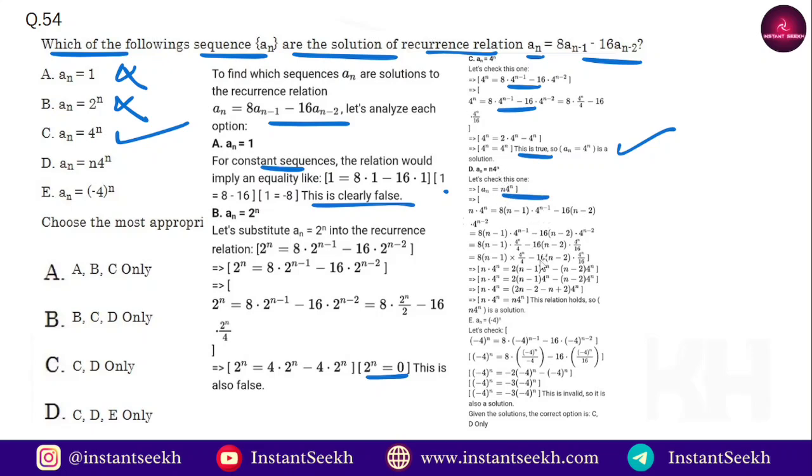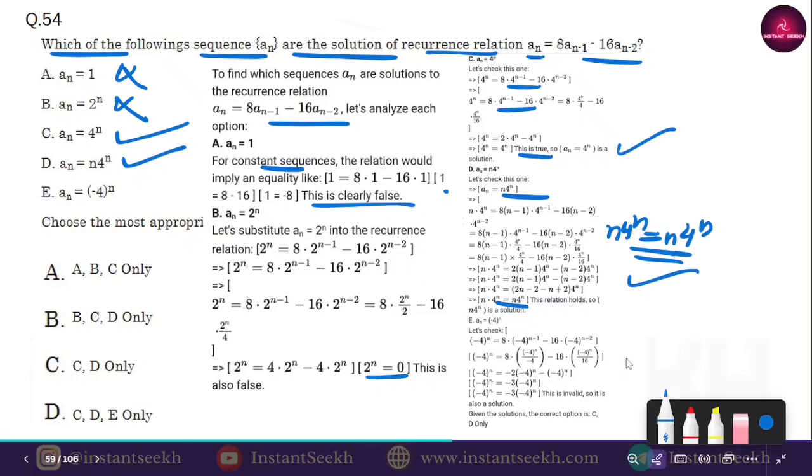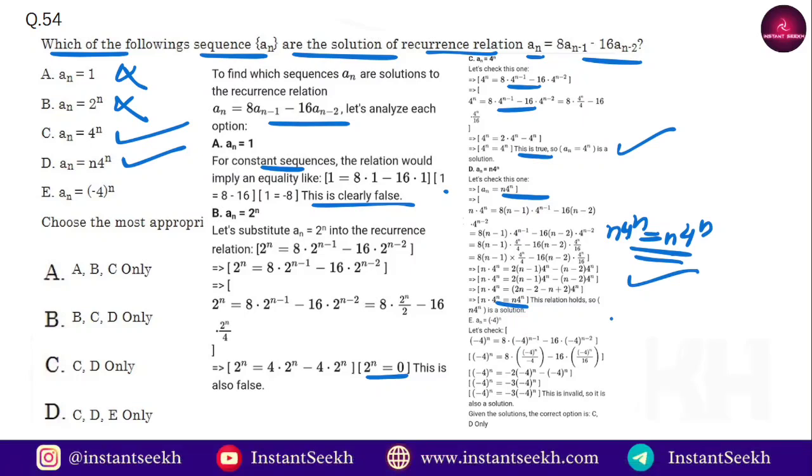Again, by substituting this, you will get n into 4 raised to n equal to n into 4 raised to n. So this relation also holds, so this is also a solution. That is, option D is also a solution. And at the last, if we try minus 4, then you will get minus 4 raised to n into minus 4 raised to n equal to minus 3 into minus 4 raised to n, which is invalid. So this option gets eliminated.